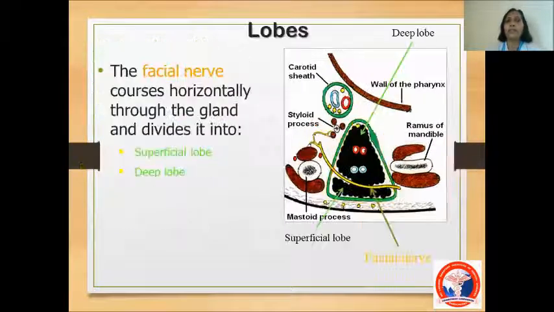The gland is divided into lobes because of the position of the facial nerve within the substance of the gland. We can see the facial nerve running across the substance of the gland. So this part of the gland which is superficial to it will be labeled as the superficial lobe, whereas the part which is lying deep to the facial nerve is the deep lobe of the parotid gland.